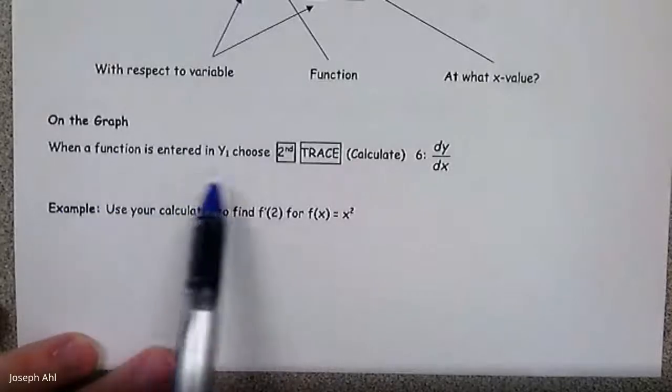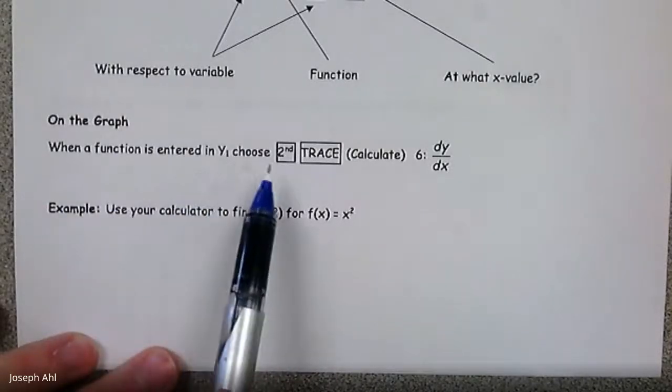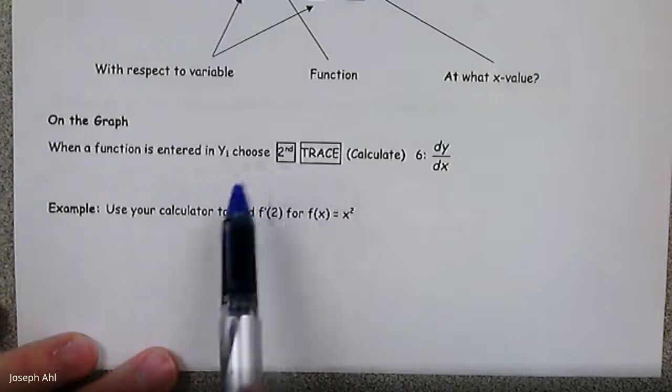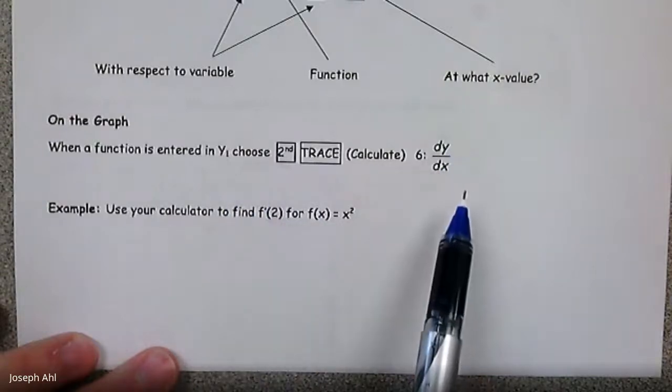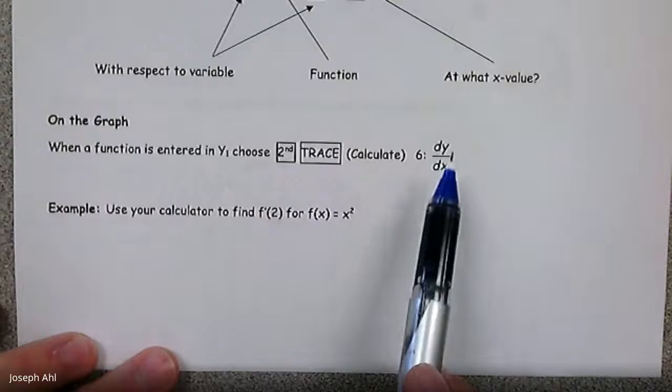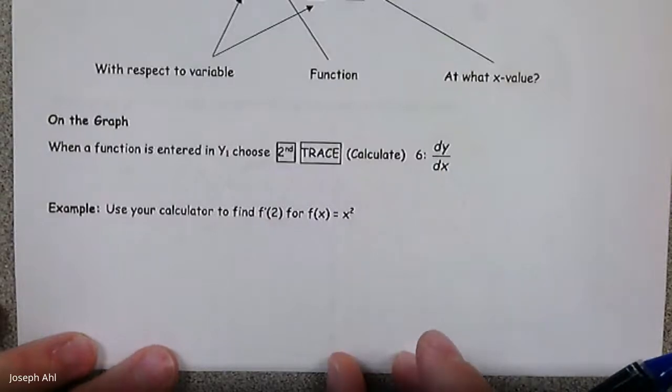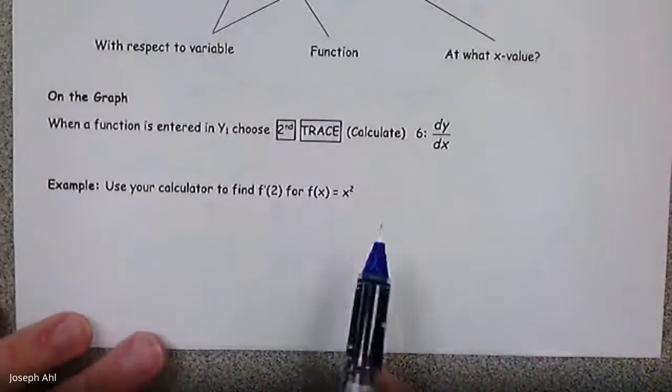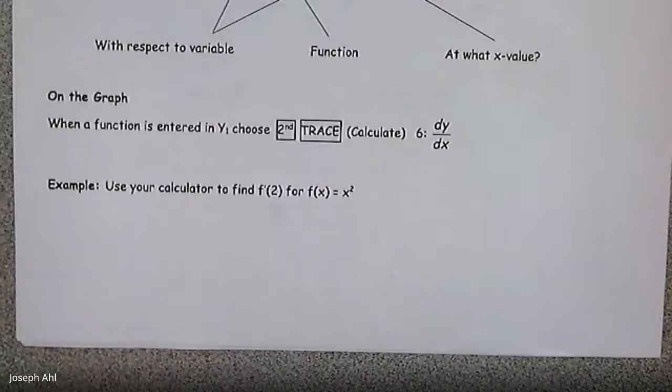If we're looking at this on a graph, and we'll show you this both ways in a second, so that's on the home screen. On the graph, when a function is entered in y1, we can do second trace, and we'll choose option 6, which is dy/dx, the derivative at that specific value of x. It says use your calculator to find f prime of 2 given the function f of x equals x squared. Okay, let's see if we can do this both ways.